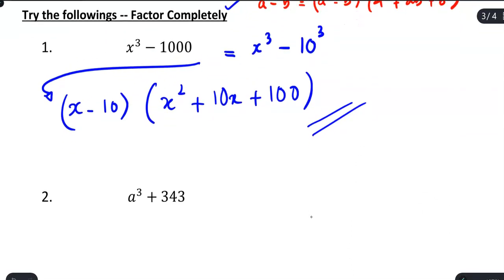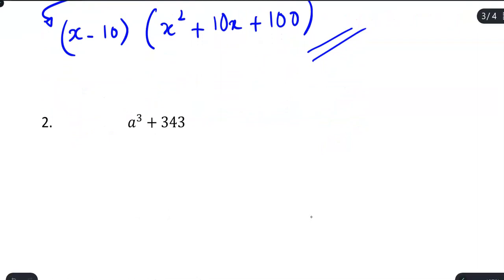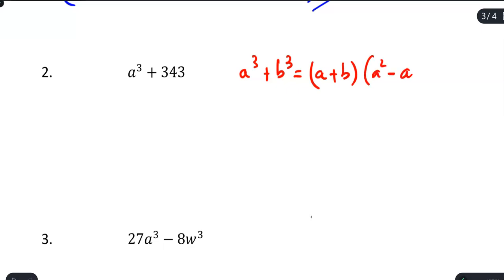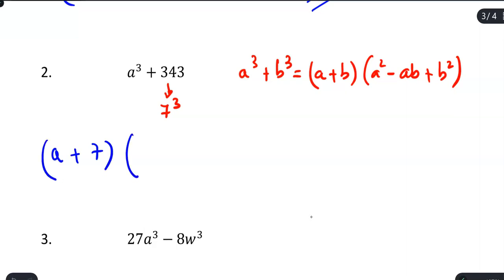Okay, number 2 is the sum of cubes. Difference of cubes, sum of cubes. So a cubed plus b cubed. This one I do have a formula to factor. It will be equal to a plus b multiplied by a squared minus ab plus b squared. So 343 is 7 cubed. Then I can write it as a plus 7 multiplied by a squared minus 7 times a plus 49.